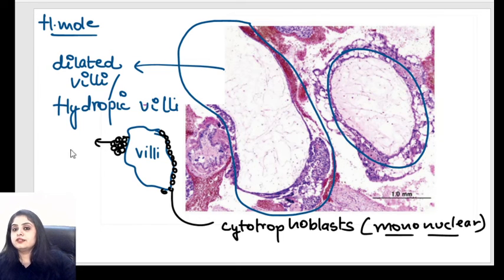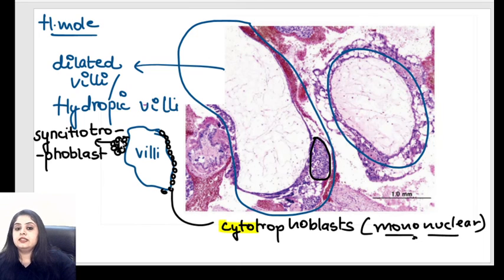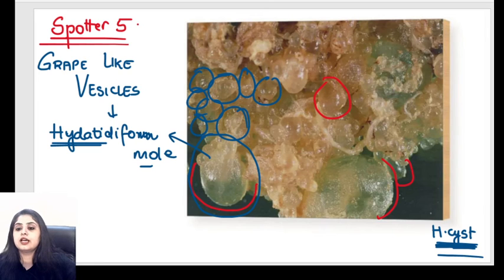What is that multinucleated cell known as? Like you see one over here, you'll see a bunch of nuclei together. That is known as syncytium, that is known as syncytiotrophoblast. Syncytiotrophoblast is the name given to it. So what did I learn? The single nucleus mononuclear cells are cytotrophoblasts, and the multinucleated ones are like a syncytium. Syncytium means a group, a fusion. So lots of nuclei, I would refer to it as a syncytiotrophoblast. So this is a classical case of hydatidiform mole, and yes, that was your last spotter that you had.